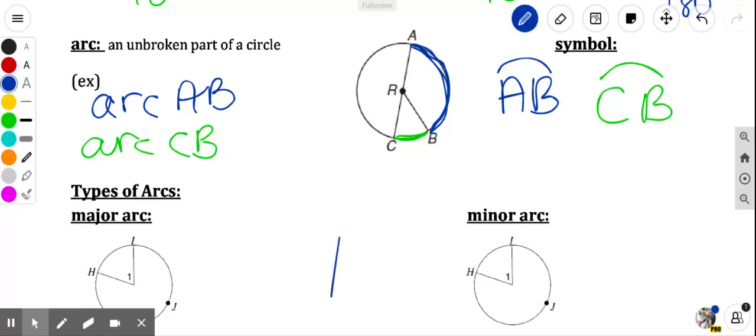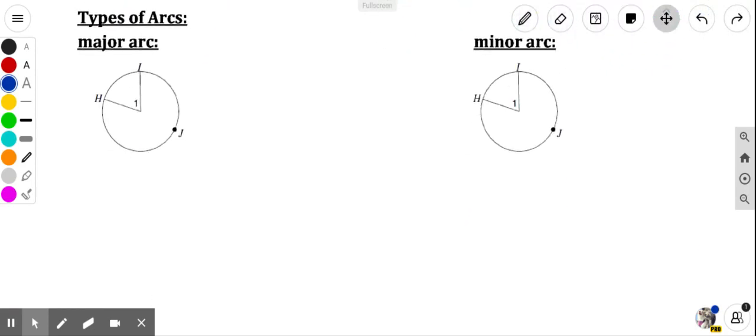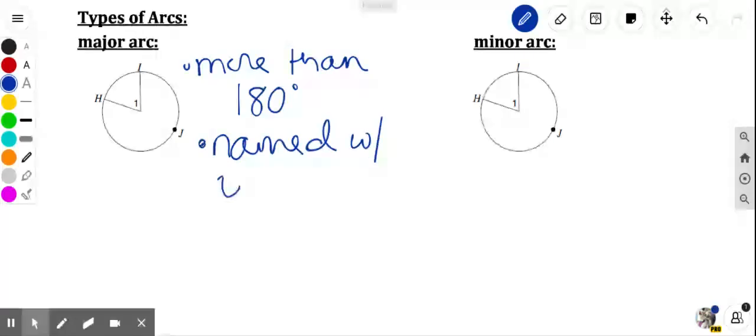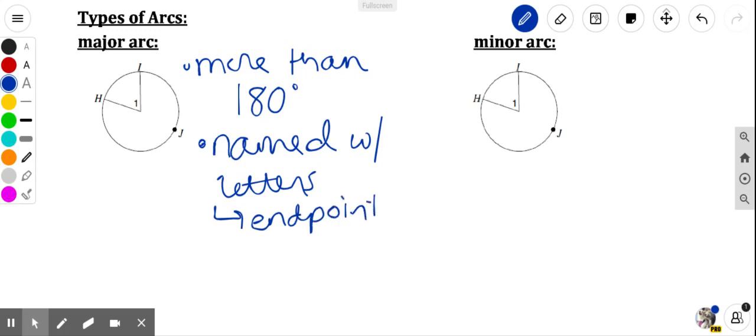Okay, so there are some types of arcs. We can classify them by their measure. There are 3 types of arcs. The first one is a major arc. A major arc is one that is more than 180 degrees. Another thing about a major arc is that it's named with 3 letters. It always has to be 3 letters. The 3 letters that you use are the 2 end points, and then you choose any point in between.